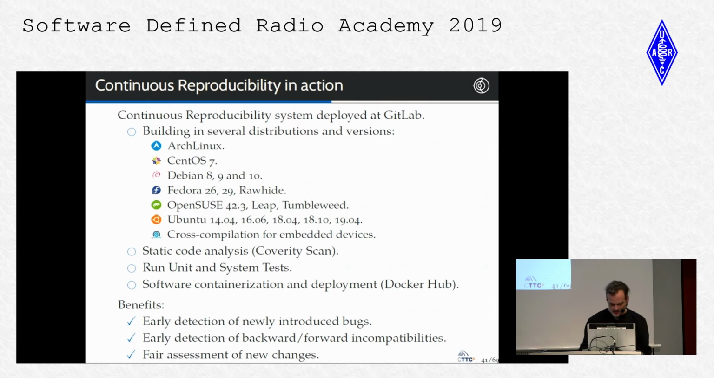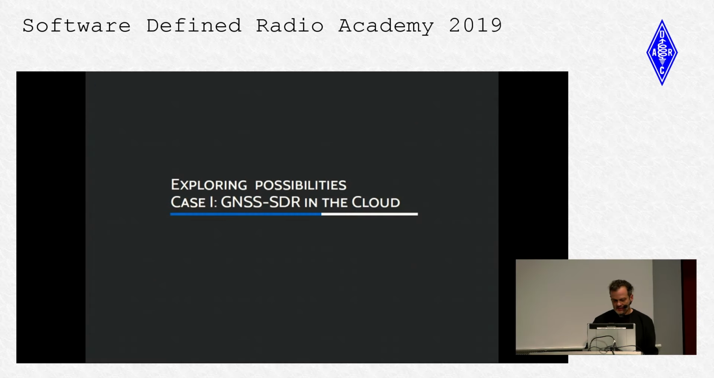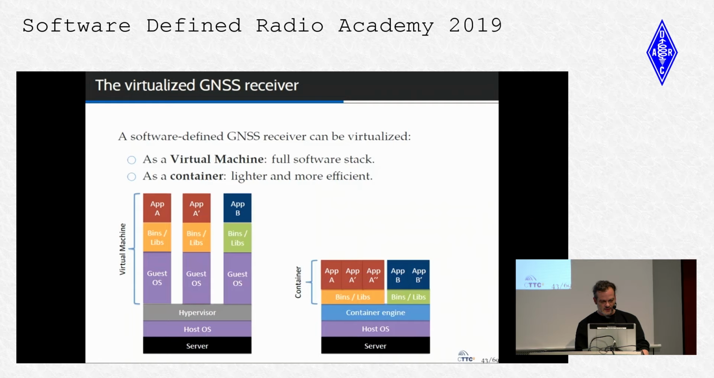So let me show some possibilities of this technology that we have explored. The first one is a receiver in the cloud, not in your own computer, but in the cloud. This is where the virtualized GNSS receiver arises. As I said before, this virtualization consists of packing the full stack of software in a single unit. You can do that in several ways.